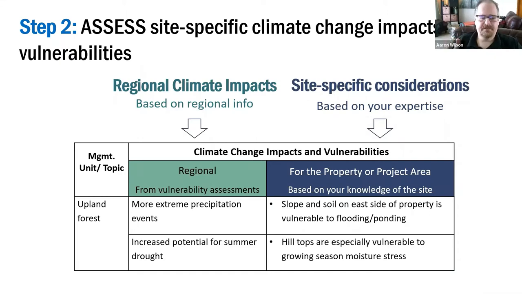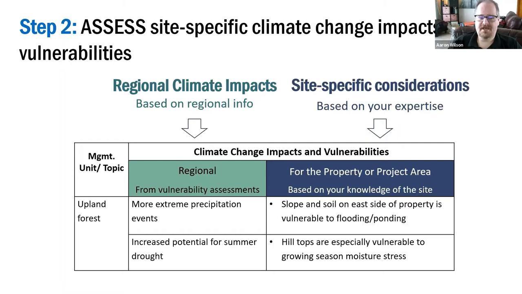As an example, here are the regional climate impacts. That's based on the regional info, so temperature, precip, things like that, over the regional area. So for instance, if we have climate change impacts and vulnerabilities, we're looking at the region on the left, the property or the project area on the right, or site-specific considerations. For an upland forest, we can think of more extreme precipitation events, for instance. That's the regional impact. So it's going to impact things differently, right?